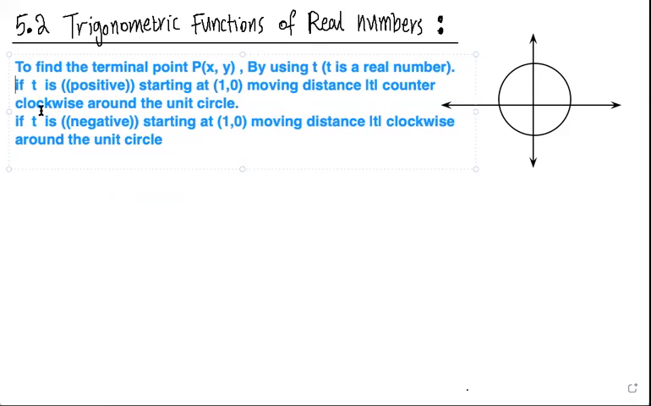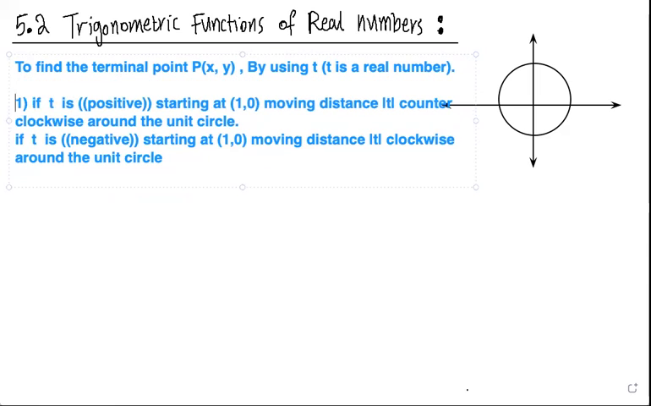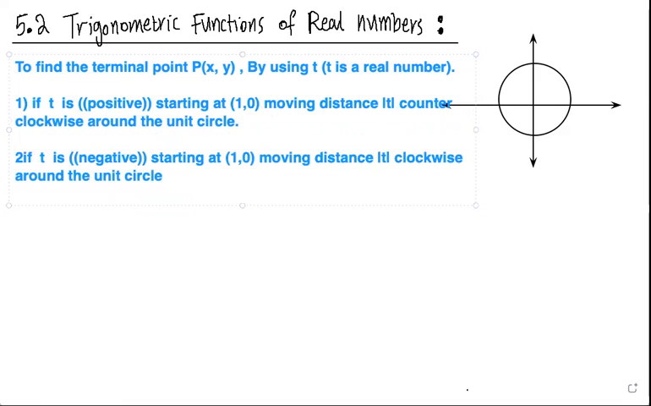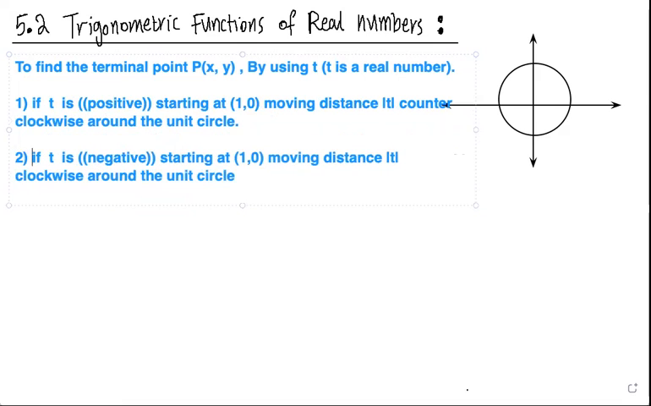Number 1, if t is positive. Number 2, if t is negative. So we're starting from the point (1, 0). We turn around clockwise or counterclockwise depending on the sign of t, with distance the absolute value of t. This is the distance.